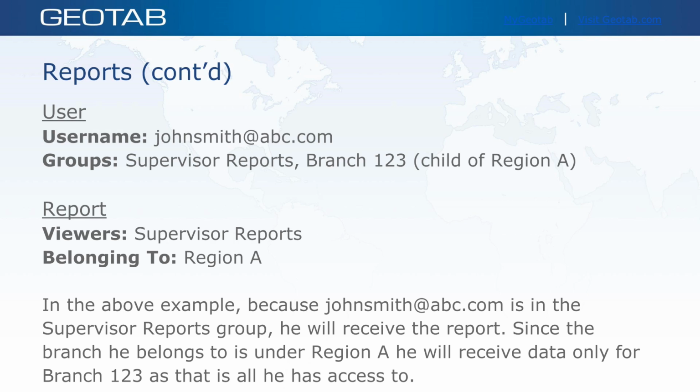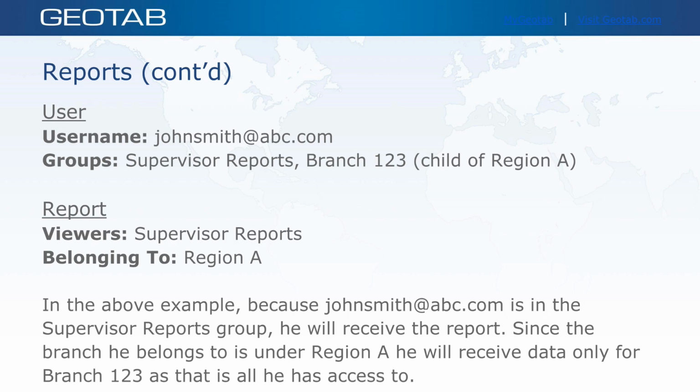So I wanted to give you a little bit of an example here. So let's say I've got a user, he's John Smith at abc.com. His groups that he belongs to, his data scope, is supervisor reports and branch 123. And branch 123 is actually a child of region A.